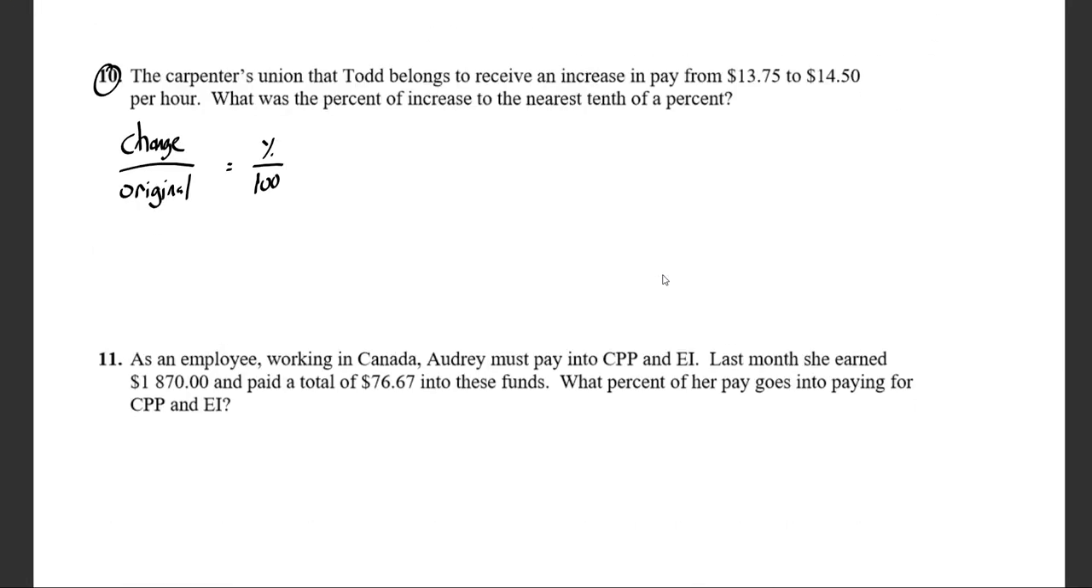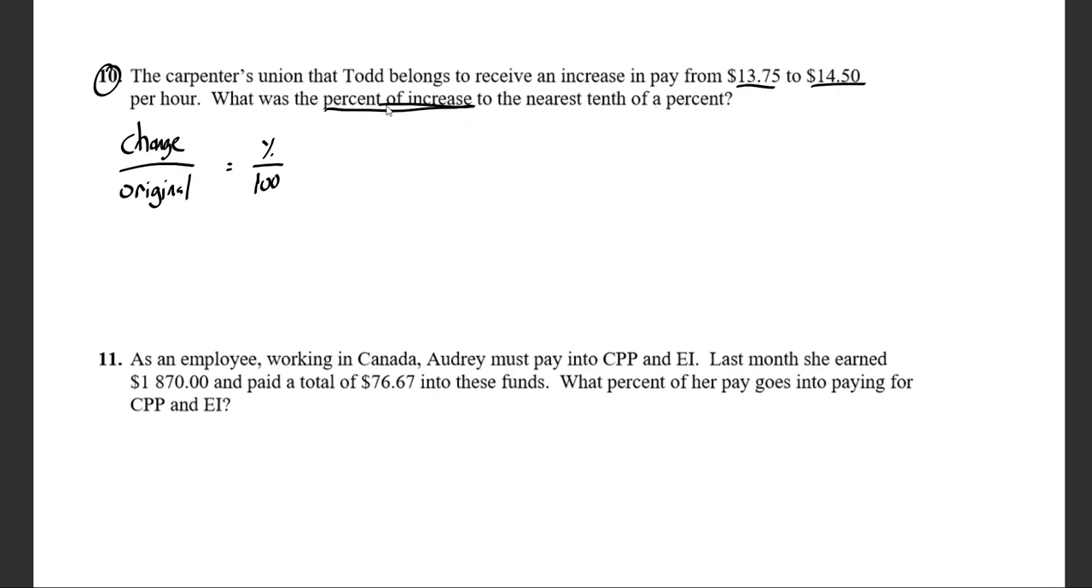I want to do this one here before I go. The Carpenters Union that Todd belongs to, I don't know who Todd is, but must be a good Carpenters Union, receive an increase in pay from $13.75 to $14.50 per hour. This again, these questions were clearly written in an older time. So the old rate of pay was $13.75 and the new rate of pay is $14.50. What's the percent of increase to the nearest tenth of a percent?